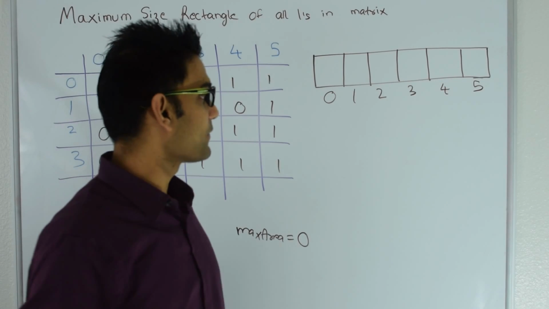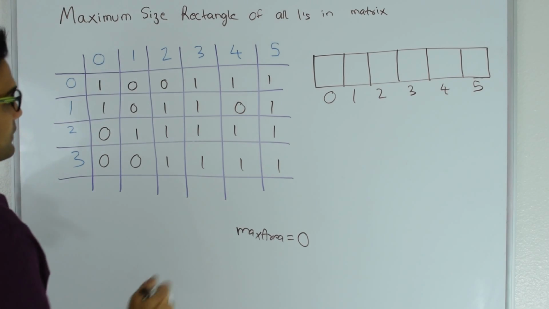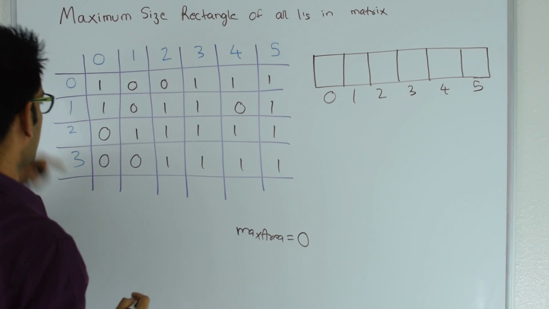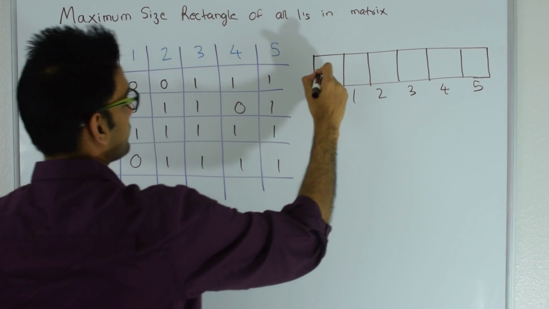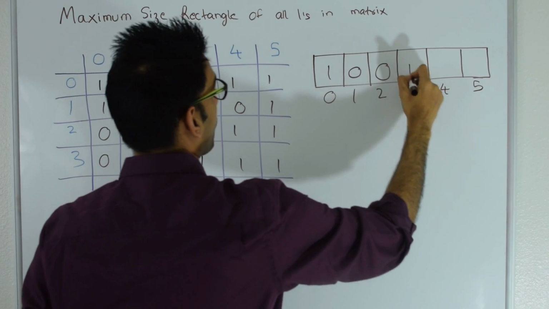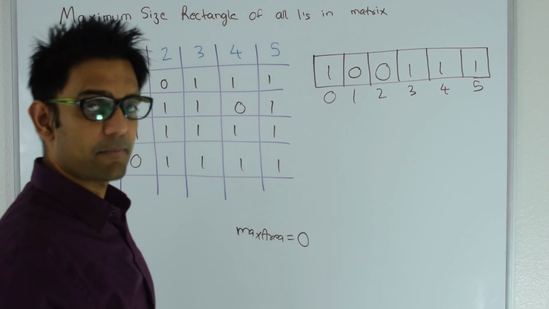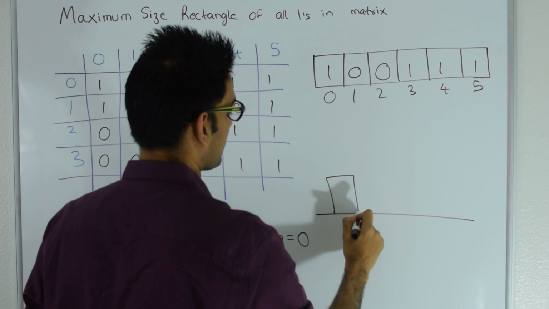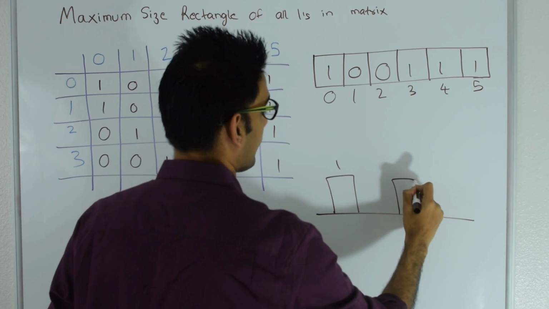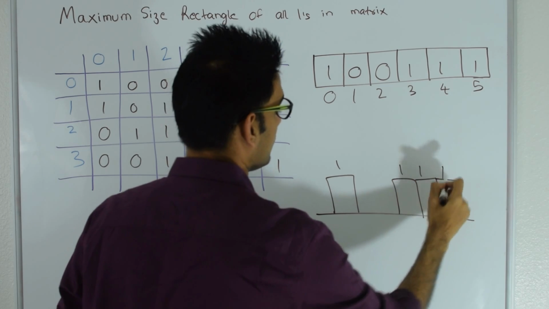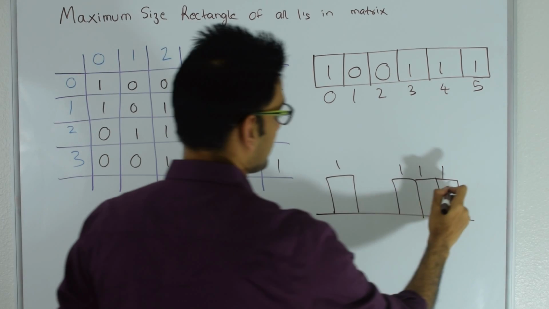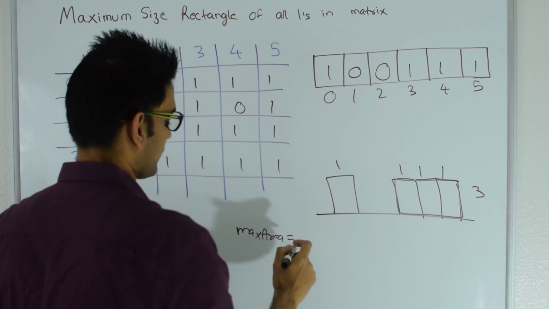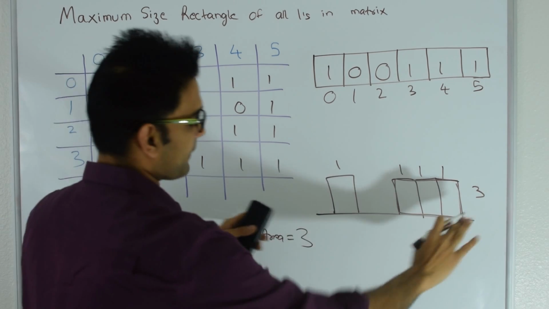Alright, let's have another array of same size as the total number of columns in the two-dimensional matrix. So my array length is 6, going from 0 to 5 because I have 6 columns in my two-dimensional matrix. First thing we do is we copy the 0th row as it is. So this becomes 1, 0, 0, 1, 1, 1. Then I'll find a maximum area rectangle using this array. So let's create a histogram for this. So this looks something like 1, then 2 zeros, then 1, 1, 1. So the maximum area rectangle in this histogram is this, and its area is 3, which is greater than our max area of 0, so max area becomes 3. This can be found in O of n time.